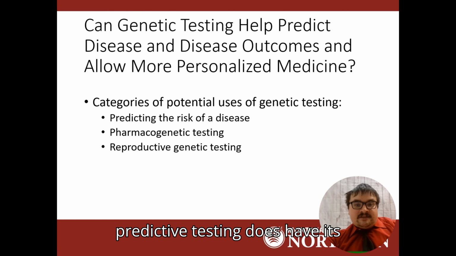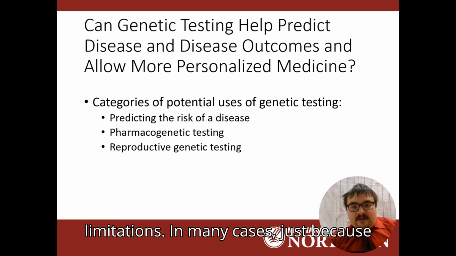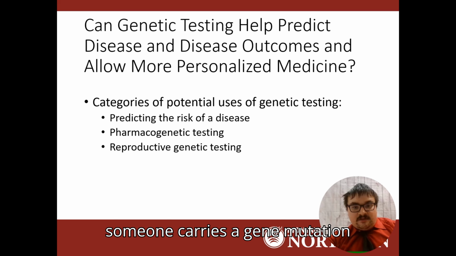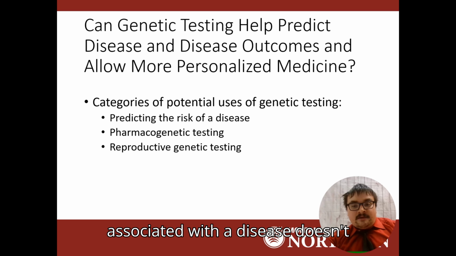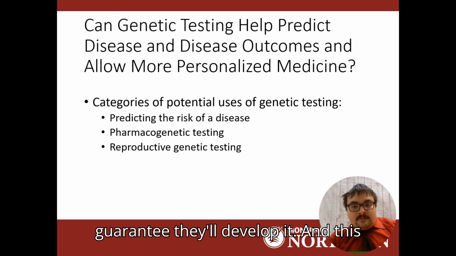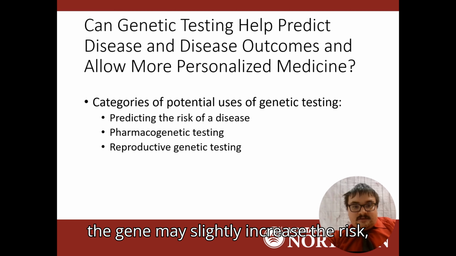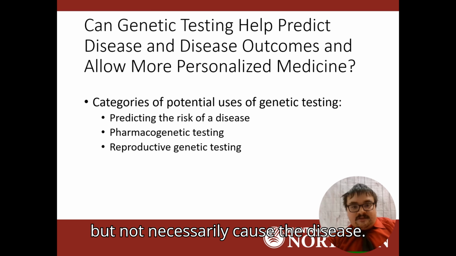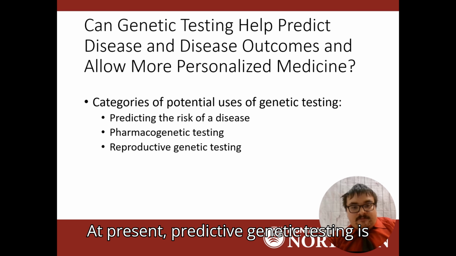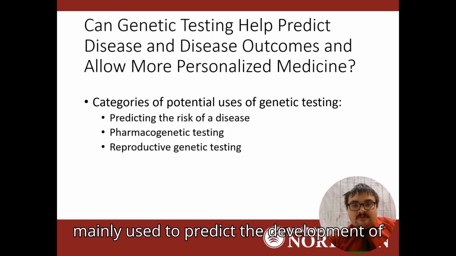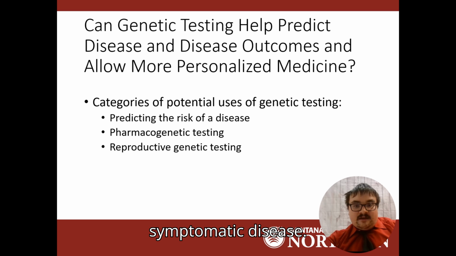However, predictive testing does have its limitations. In many cases, just because someone carries a gene mutation associated with a disease doesn't guarantee they'll develop it. And this is known as incomplete penetrance, where the gene may slightly increase the risk, but not necessarily cause the disease. At present, predictive genetic testing is mainly used to predict the development of symptomatic disease.